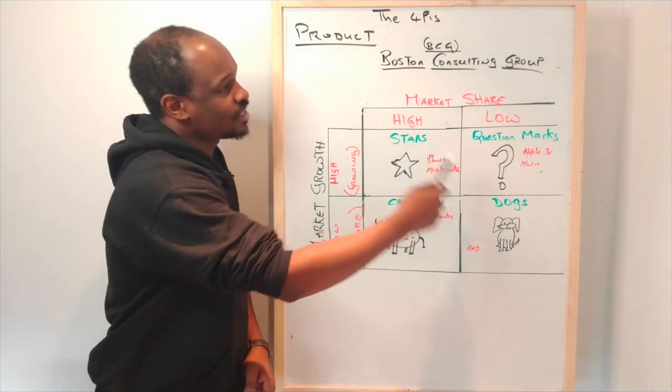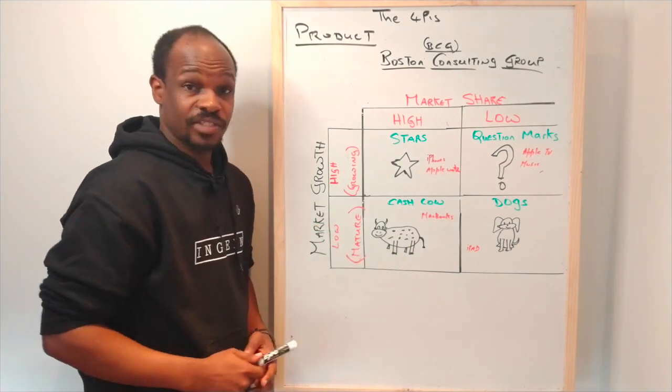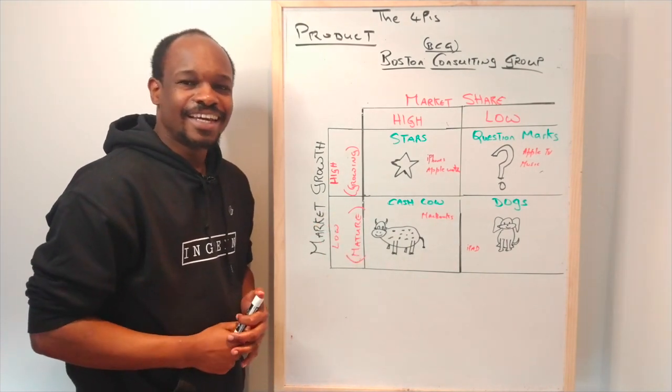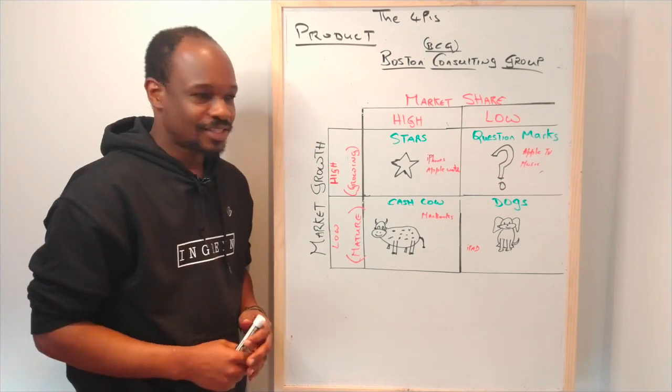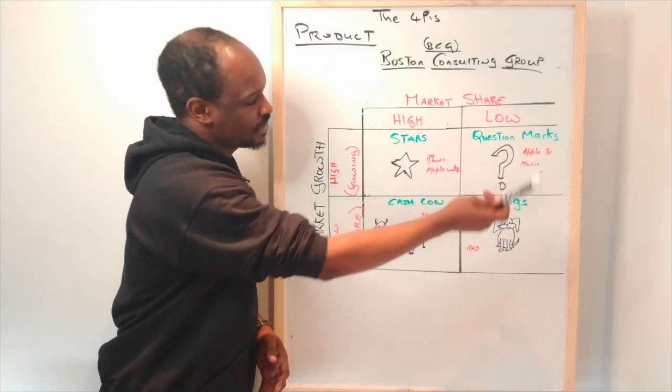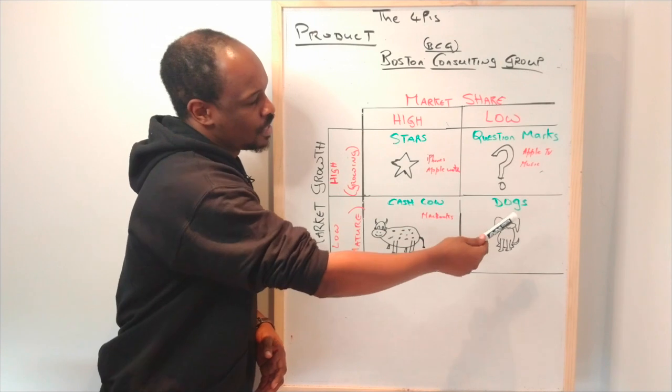So this is really the BCG matrix explained in simple terms. You have to remember the stars, question mark, cash cow, and dogs.